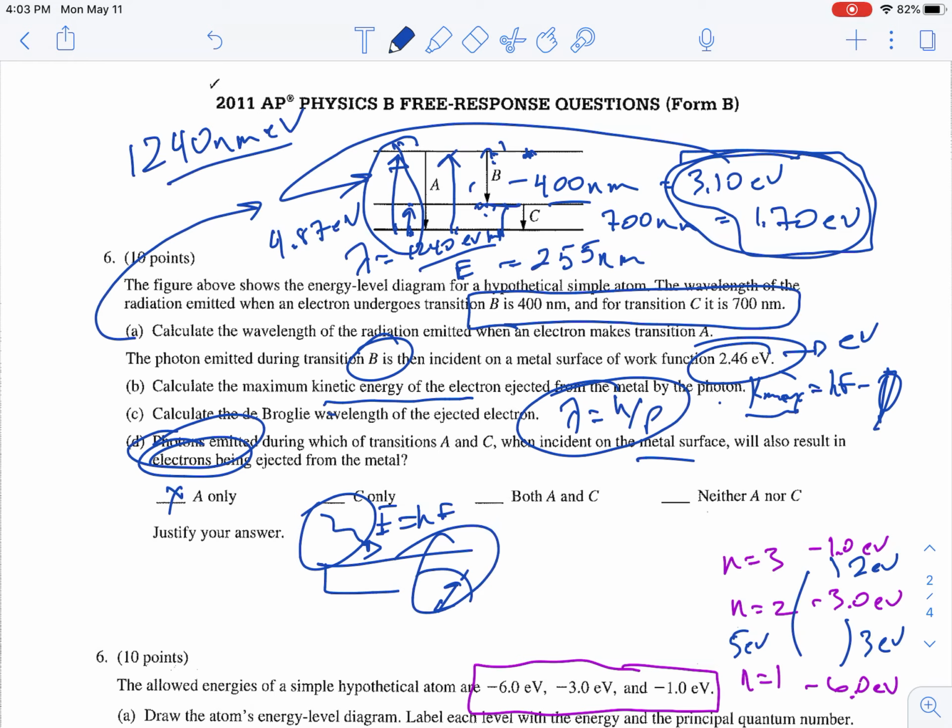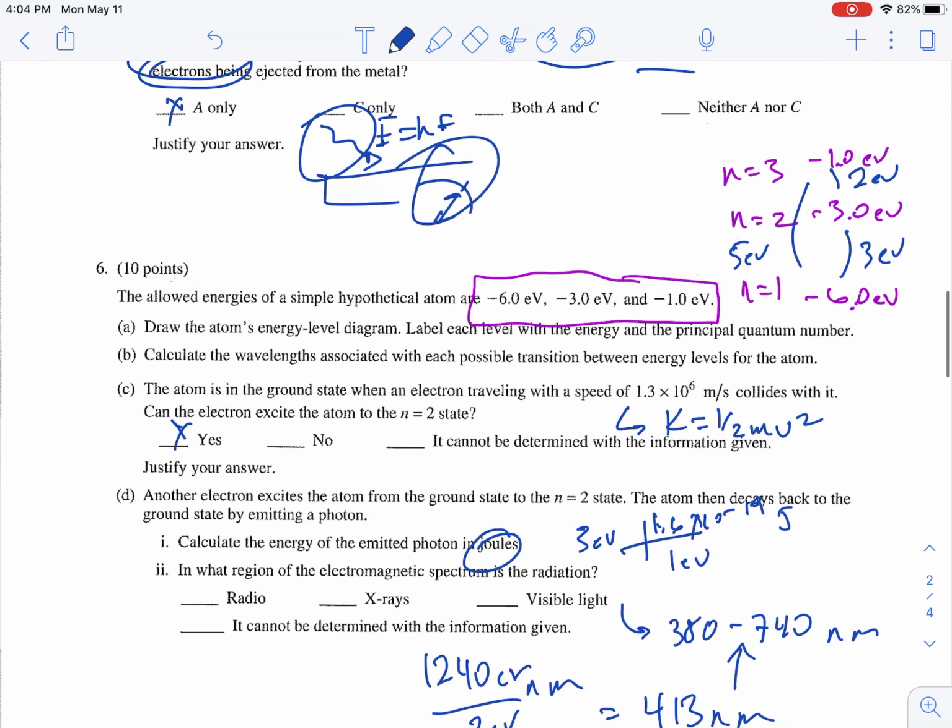So if you do this in terms of this work function of 2.46 electron volts, this is going to be a situation where, to make this happen, you have to overcome that work function. So the only one that's going to have enough energy to do that is that transition to A, because that's the only one with enough energy to make that happen. Okay.